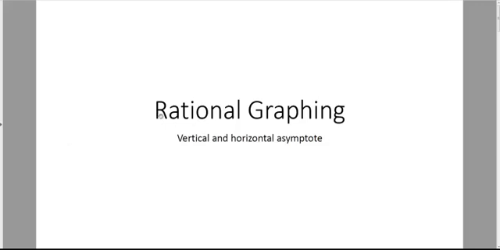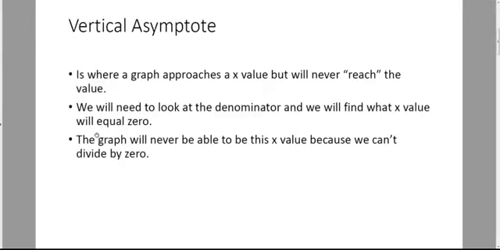Today we'll be going over rational graphing, and we'll talk about vertical and horizontal asymptotes. So moving on to vertical asymptotes. A vertical asymptote is where a graph approaches an x value but will never reach the value. We'll need to look at the denominator and find what x value will make it equal 0. The graph will never be able to be this x value because we can't divide by 0.